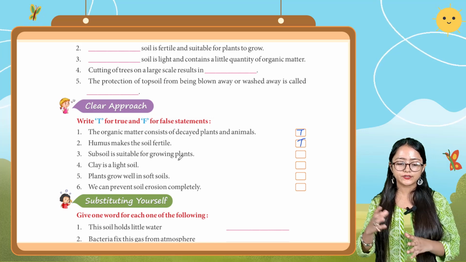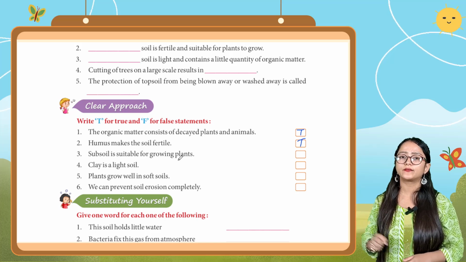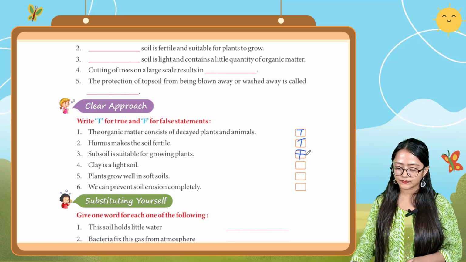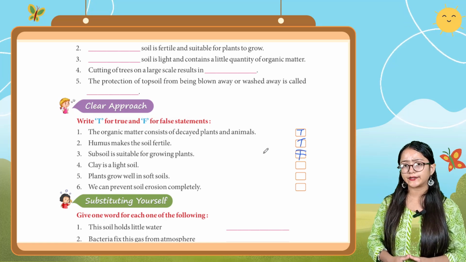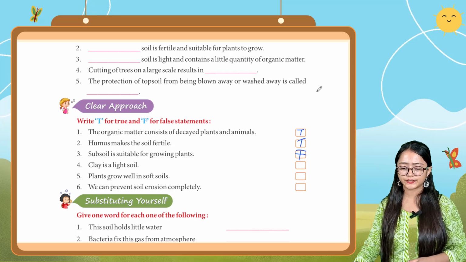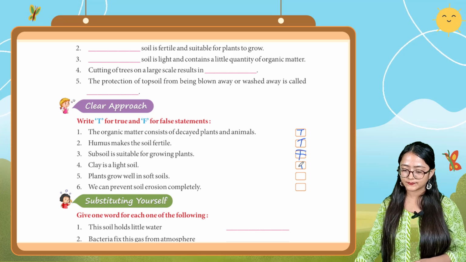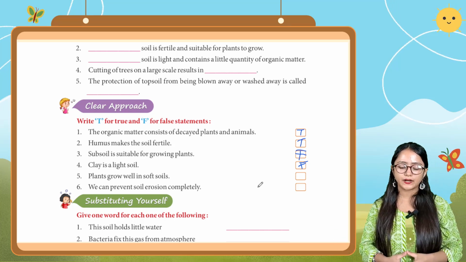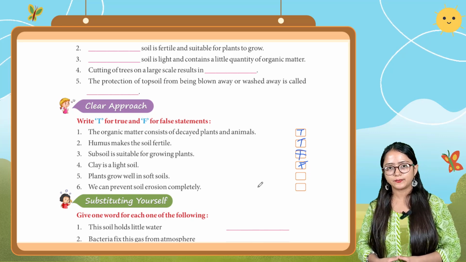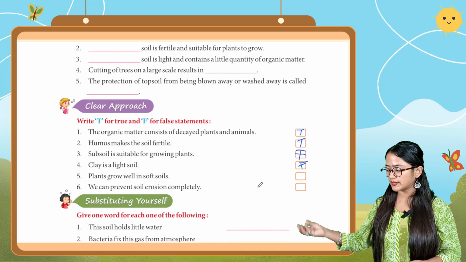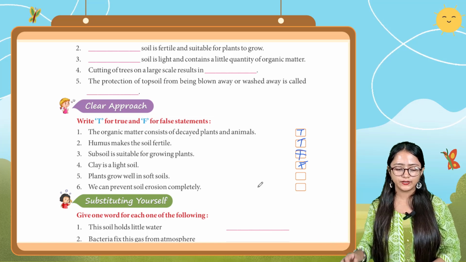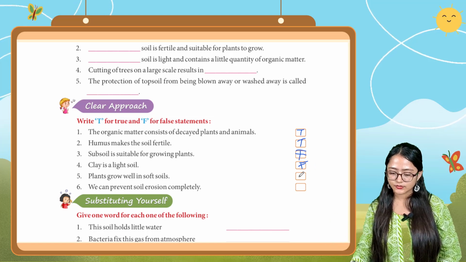Next is subsoil is suitable for growing plants. No, it is topsoil which is suitable for growing plants. So this statement is false. Next one, clay is a light soil. No, clay is a heavy one, not a light soil. So this is also false. Next one, plants grow well in soft soil. So it is saying that plants grow well in soft soil. Yes, plants grow well in soft soil, not the hard one, because in that hard one, that in cemented form, it can't be able to grow well. Okay. So we will say true.